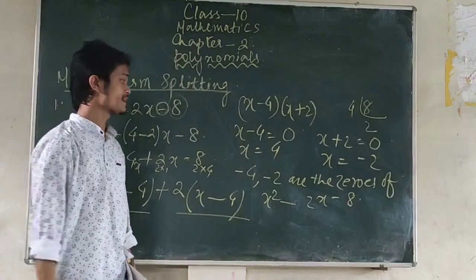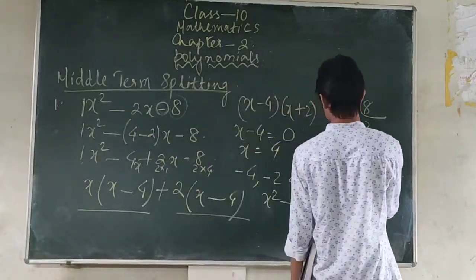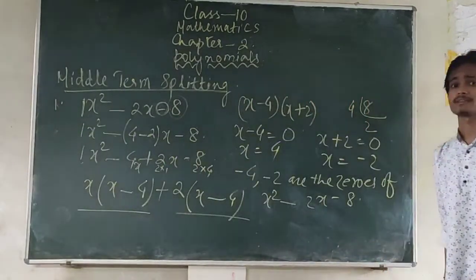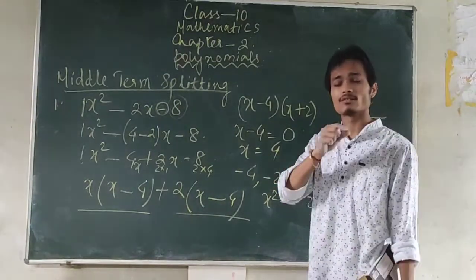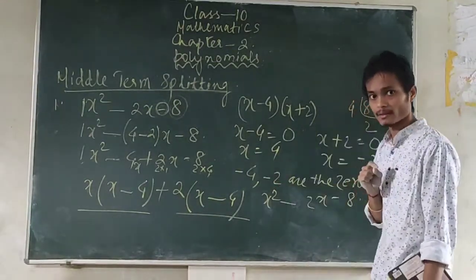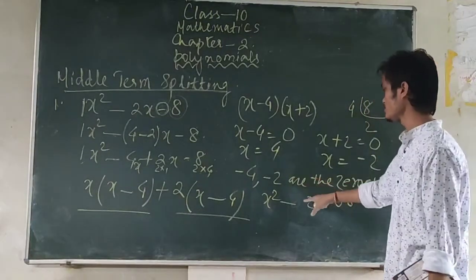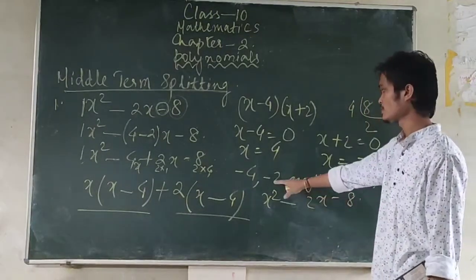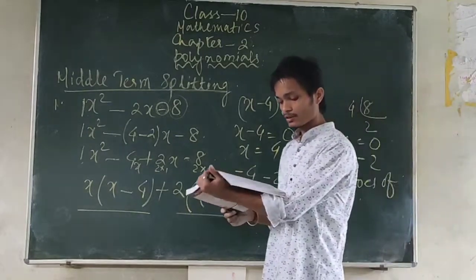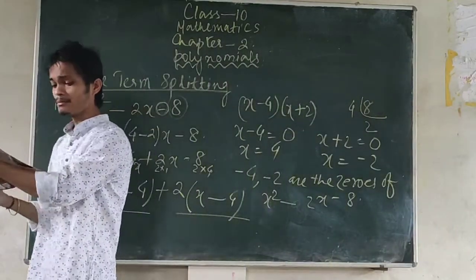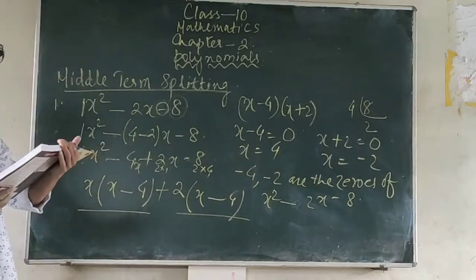Zeros means the values which can satisfy the given polynomial. Those values are called the zeros of that polynomial. So these two are the values which will satisfy the given polynomial, so we are calling these two the zeros. In this way we can do the middle term splitting. Now let us see.